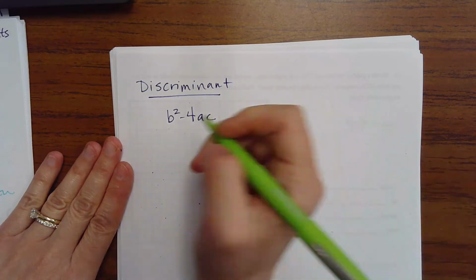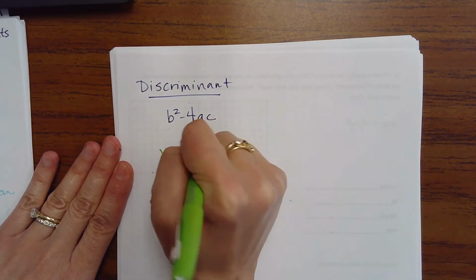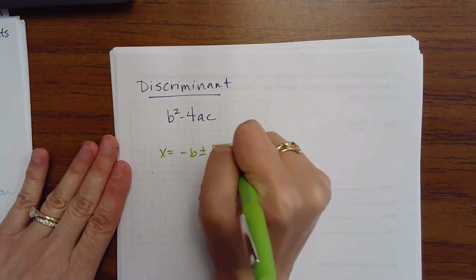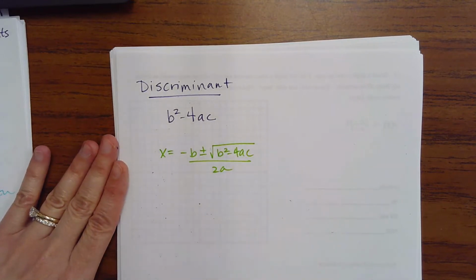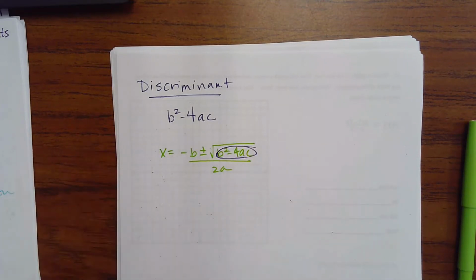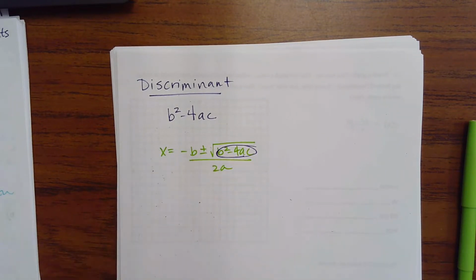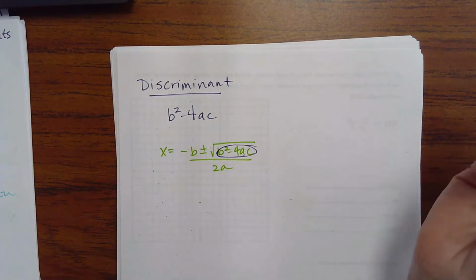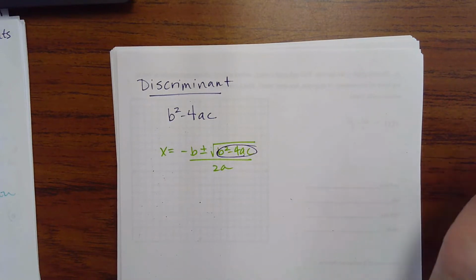So let's think about this. You have your quadratic formula: negative b plus or minus the square root of b squared minus 4ac, over 2a. If this number right here is a positive number, the square root of a positive number will always result in two answers. Like the square root of 25 is 5 and negative 5, because you have the plus and minus in front. The square root of 10 is the square root of 10 and negative root 10. So there are always two solutions if this number is positive.